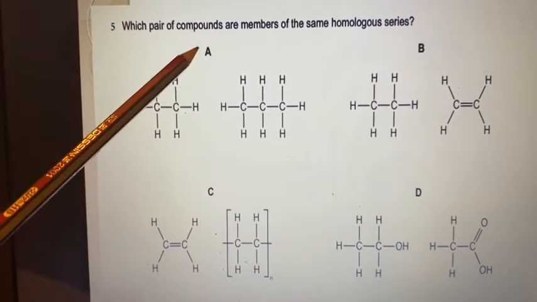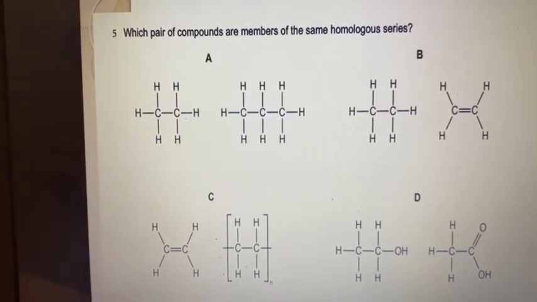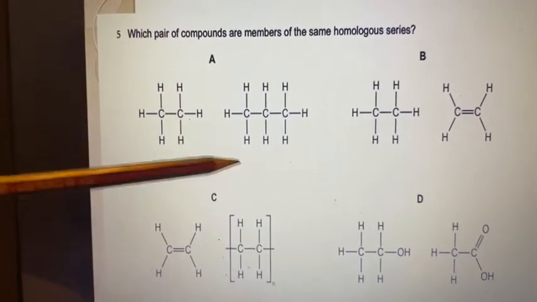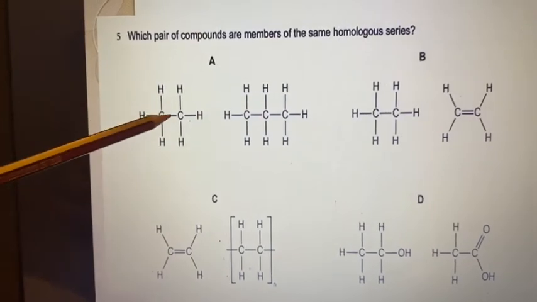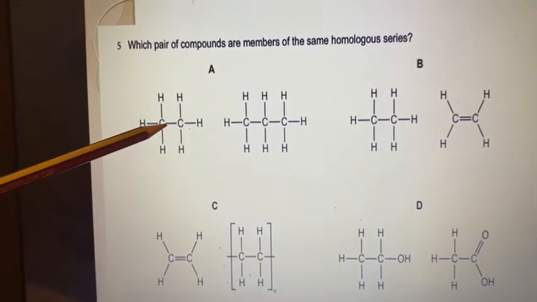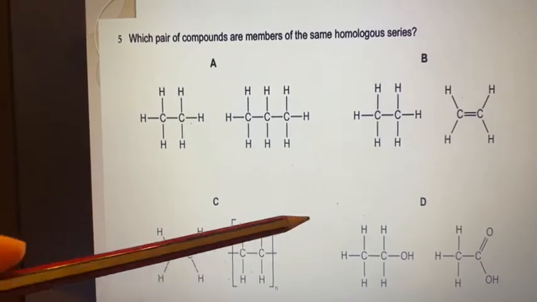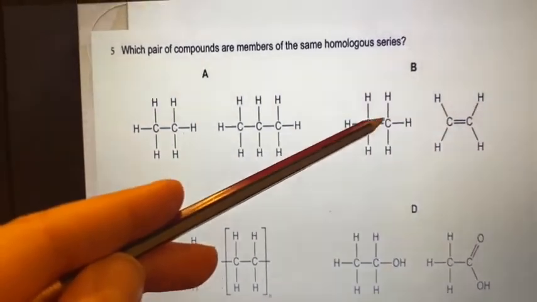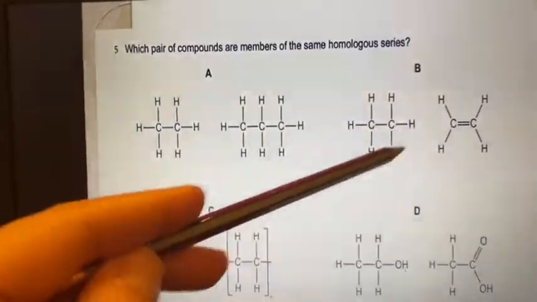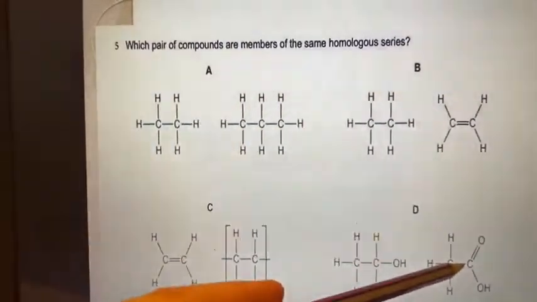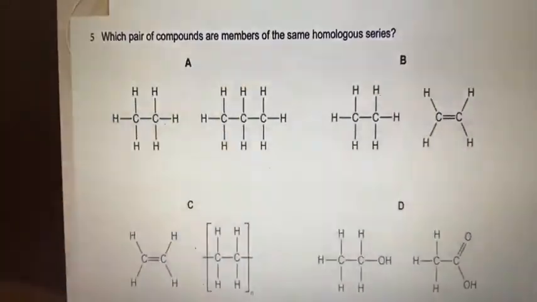Which pair of compounds are members of the same homologous series? Here, I think these are the same homologous series because they are alkanes. Here, this is a polymerization, so this is not a homologous series. Here, this is an alkane and alkene, not correct. Here, it's an alcohol with a carboxylic acid, so the answer is A.